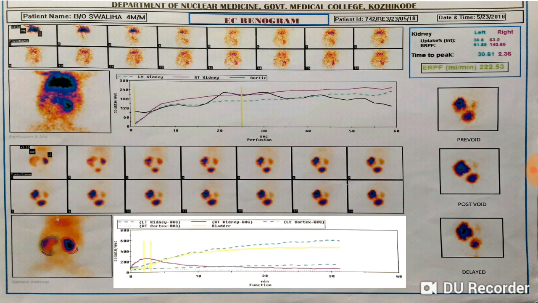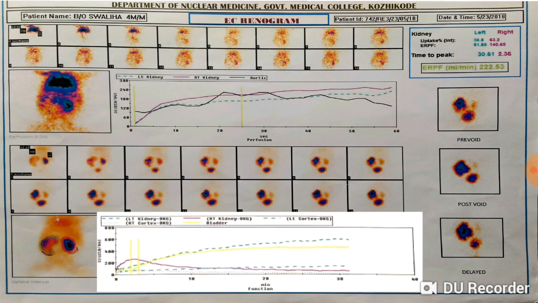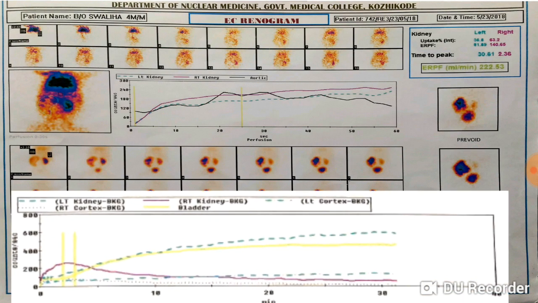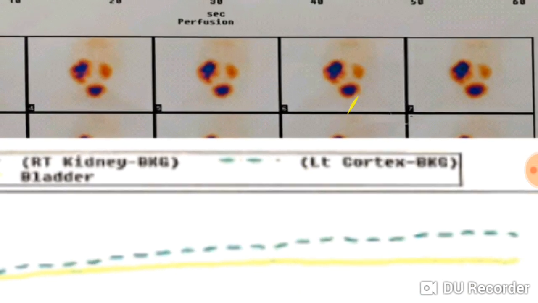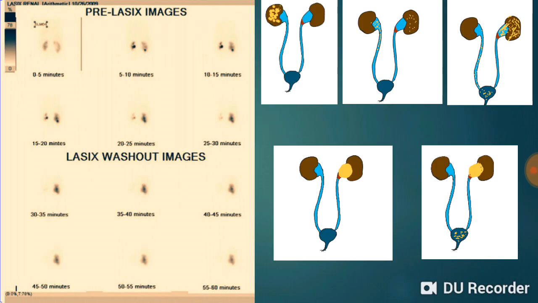Next, we are interested in the curves. In the curves, we can see that the violet curve is that of the right kidney. It is a normal curve, going up initially, then going down. The dotted green line is that of the left kidney. Here we can see that the curve is an upgoing curve. An upgoing curve is suggestive of an obstruction. So there is an obstructed curve on the left side.